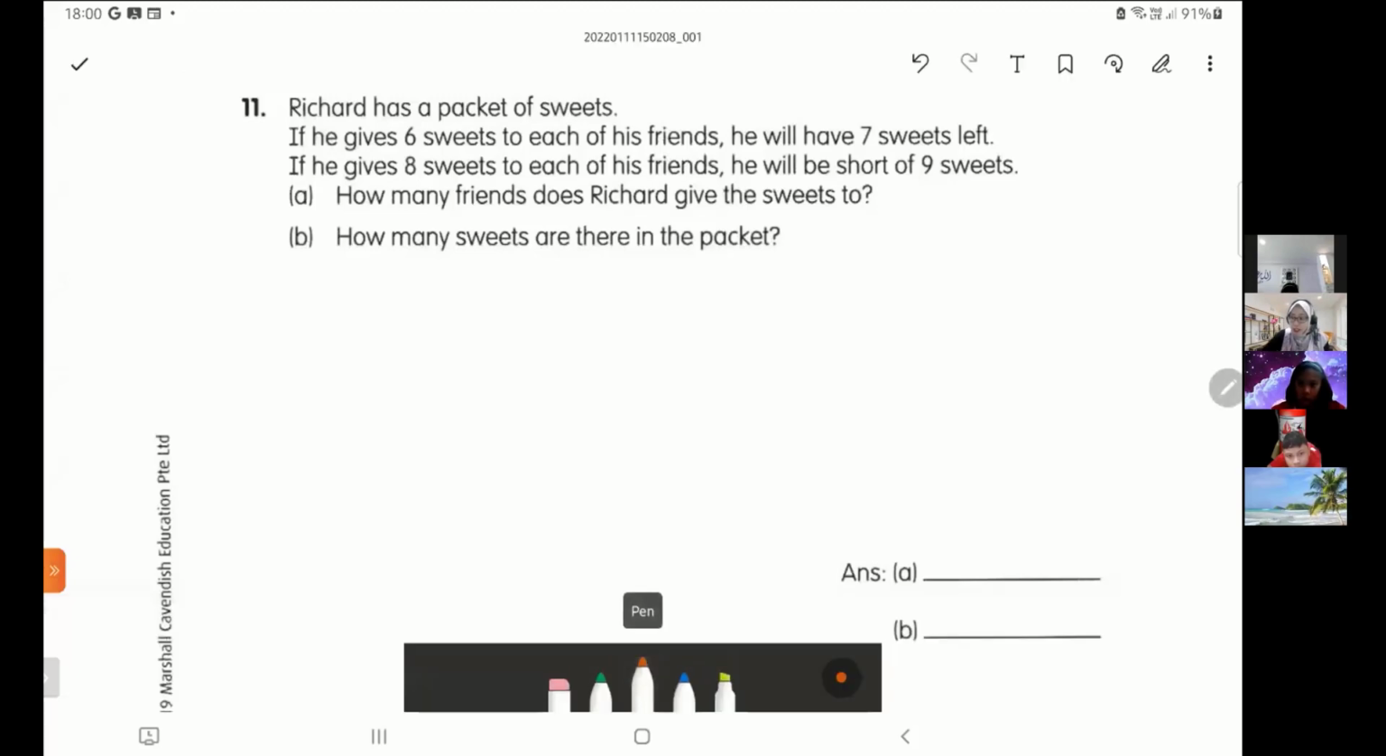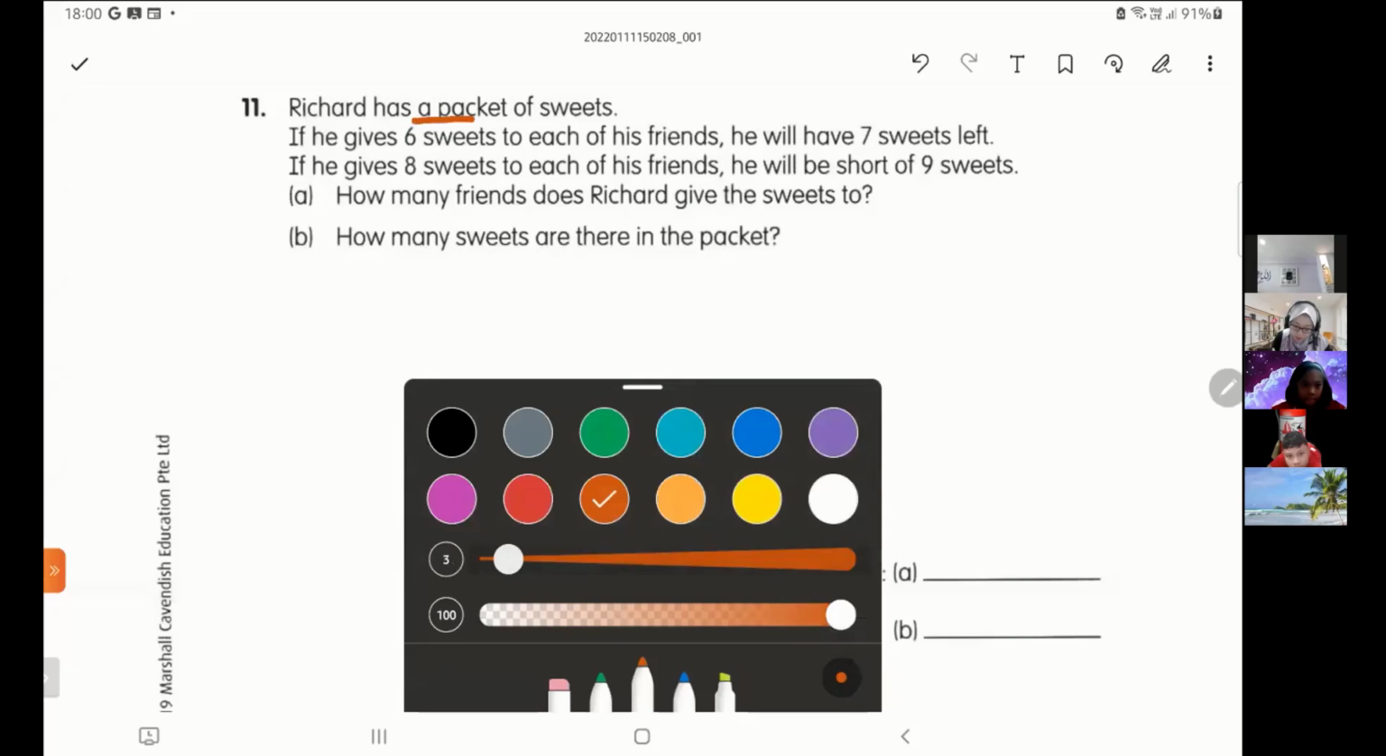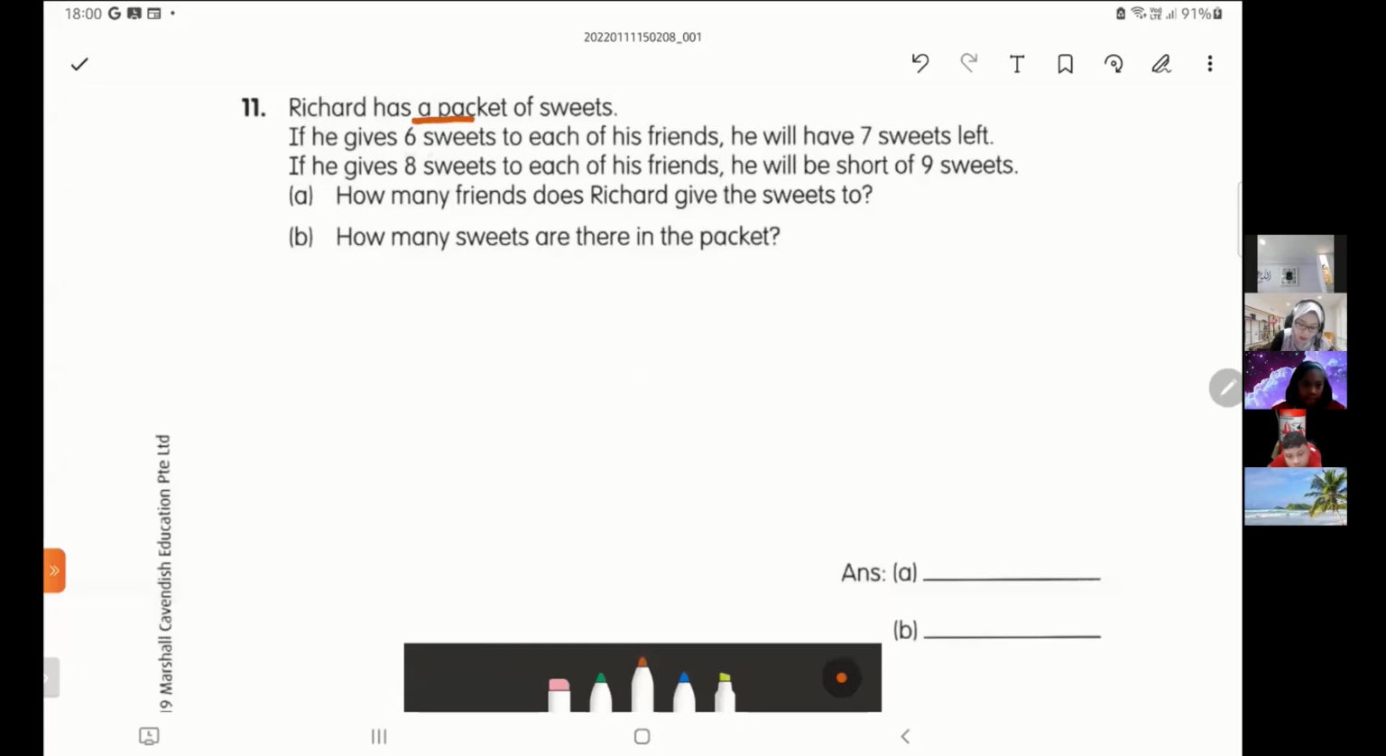Okay, Richard has a pack of sweets, which I do not know how many. If he gives 6 sweets to each of his friends, he will have 7 sweets left. If he gives 8 sweets to each of his friends, he will be short of 9 sweets. How many friends does Richard give the sweets to? How many sweets are there in the packet?